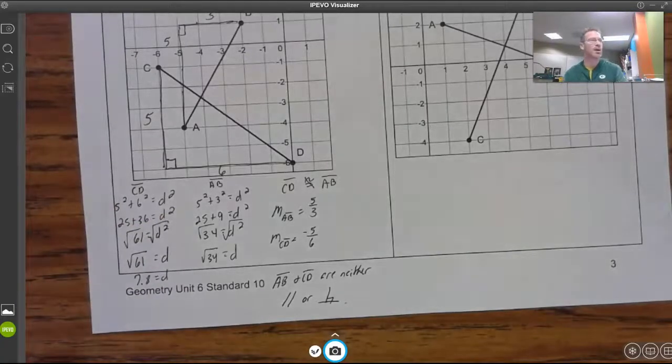So there you go. There's our introduction to congruent segments, parallel and perpendicular segments in the coordinate plane. We'll do a little bit more work in class next time. I'll see you then.